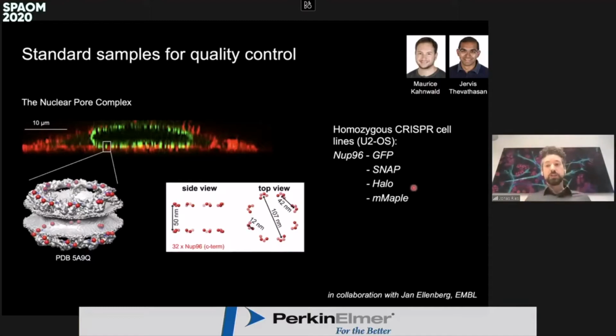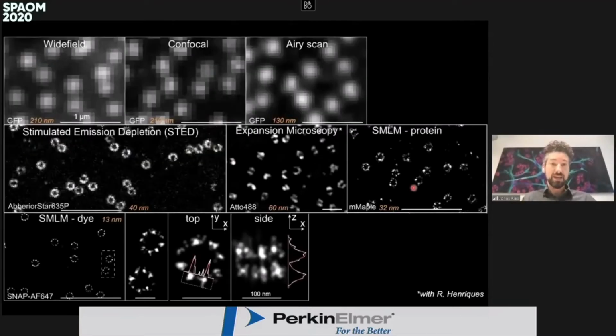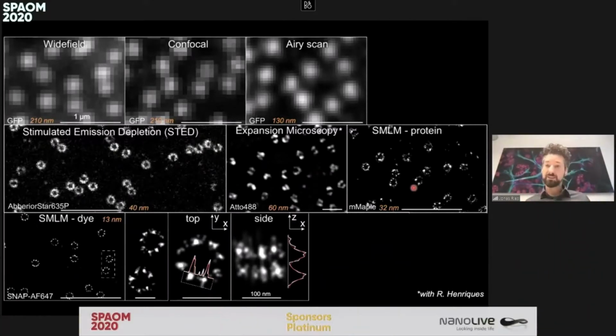So after we generated these cell lines, of course, we wanted to try them out, and we wanted to just look at them with all the different kinds of microscopy modalities we had access to. And this you see here. This is actually quite nice because now we can directly compare different microscopy modalities on precisely the same sample. You see here that with the diffraction limited techniques, we can resolve individual nuclear pores quite nicely, but of course, we don't see any internal structure.